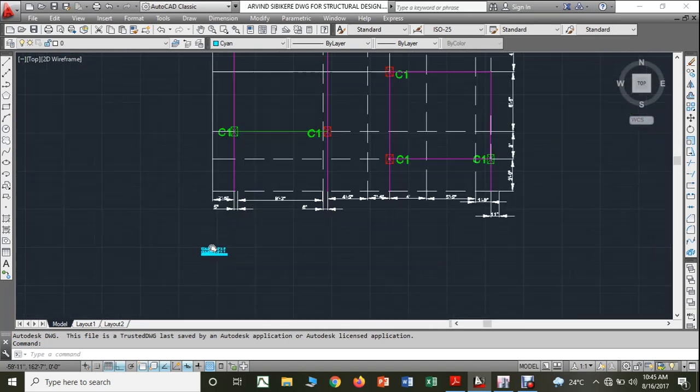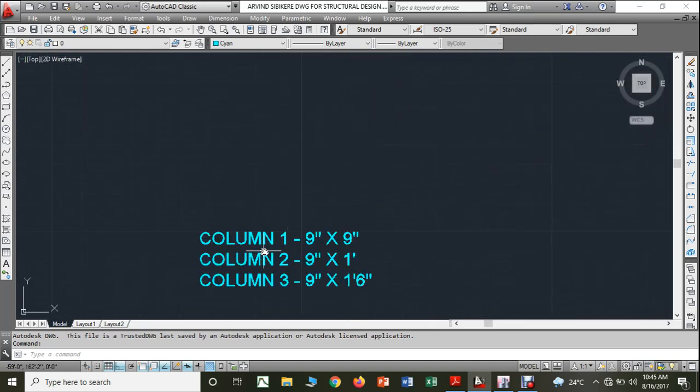According to that, for our project convenience, we have now taken three column groupings. Column number one is the low load bearing column of dimension 9 inch by 9 inch, whereas column number 2 is the medium load bearing column of 9 inch by 1 feet, and column number 3 is a very high load bearing column with 9 inches by 1 feet 6 inch. So these are the three dimensions of the column that we have considered.